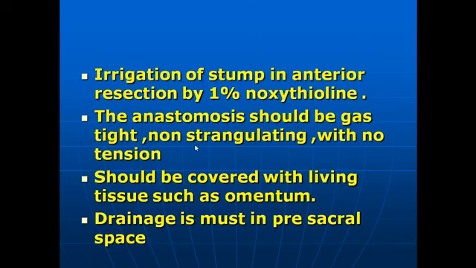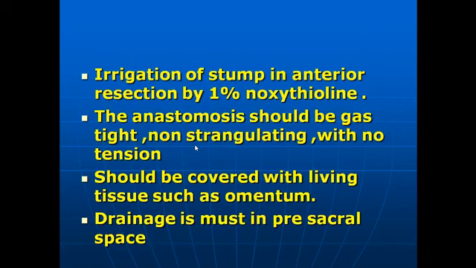The anastomosis should be, this is very important, gas tight, that is airtight. It should be non-strangulating, with no tension. Very, very important thing is that it should be gas tight. It should be non-strangulating, so you cannot do an anastomosis in a very, very tight way, that is strangulating the tissue. So it should be tension free. As I stated, if you mobilize the splenic flexure, then the remaining part of the transverse colon and the upper part of the rectum or sigmoid colon can be anastomosed without tension. So you should not allow any tension.